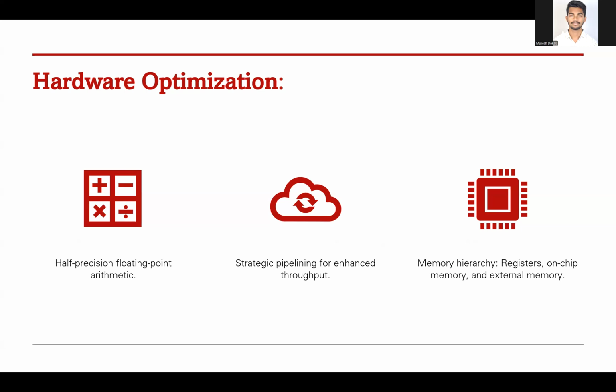As I said, these are the hardware optimizations, where we use half precision floating point arithmetic and we use pipelining for enhanced throughput. And this is the memory hierarchy. In the memory hierarchy, we have registers, on-chip memory, and the external memory.